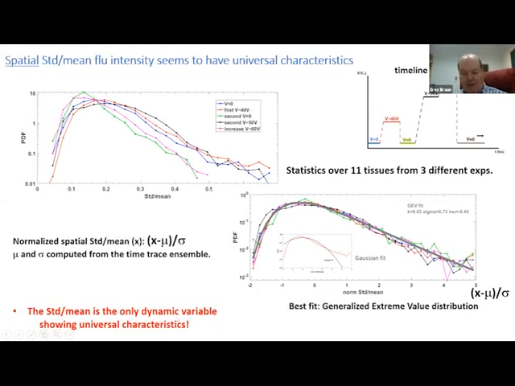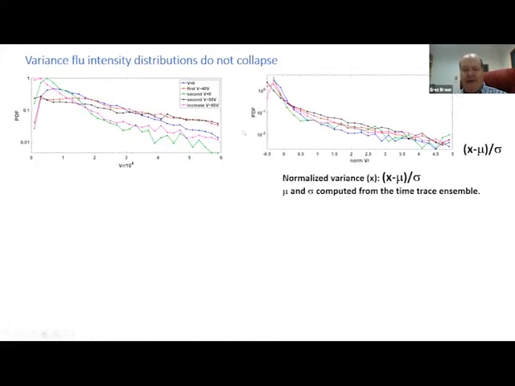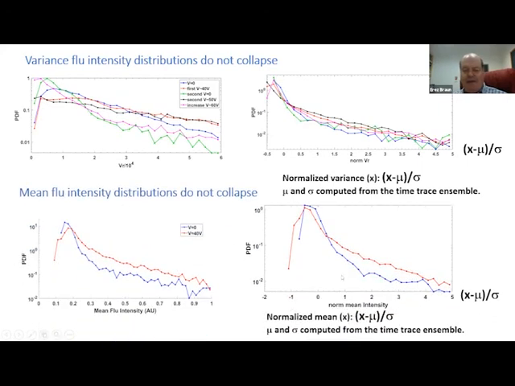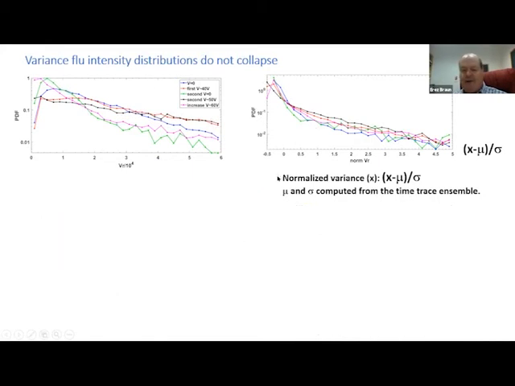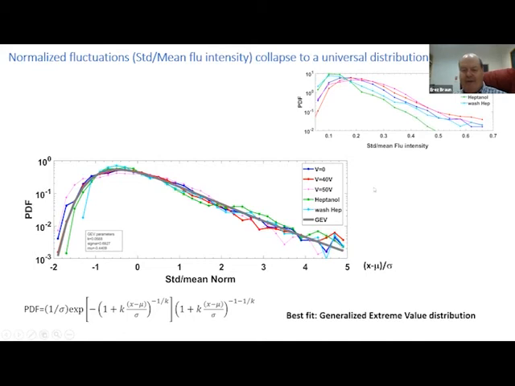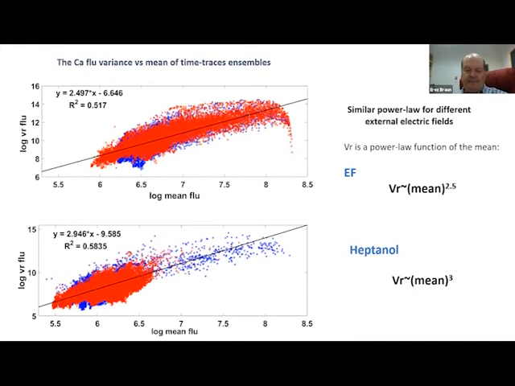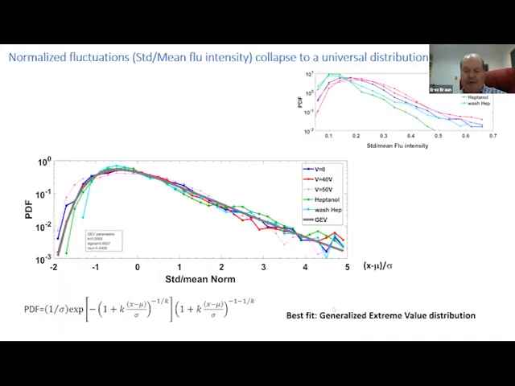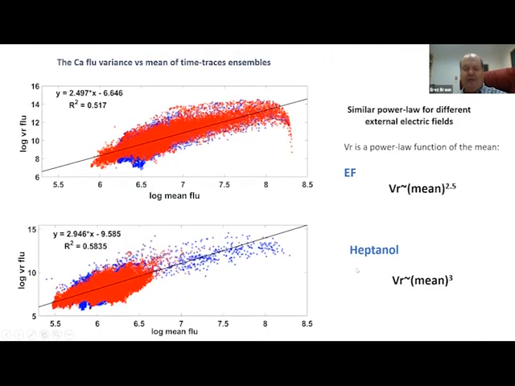Again, an important point is that the standard deviation over the mean, the fluctuation, is the only dynamic variable that collapses. This is the mean, it does not collapse well. This is the variance by itself, it does not collapse well. The standard deviation over the mean collapses well. Even if you take the gap junction blocker distribution, which looks like a completely different shape in real space, if you normalize it, it collapses to the same distribution, which is given by this function, a well-known type of distribution. So there is a lot of interest in trying to understand why extreme value statistics has to do with this process, but I'm not going to discuss it now.